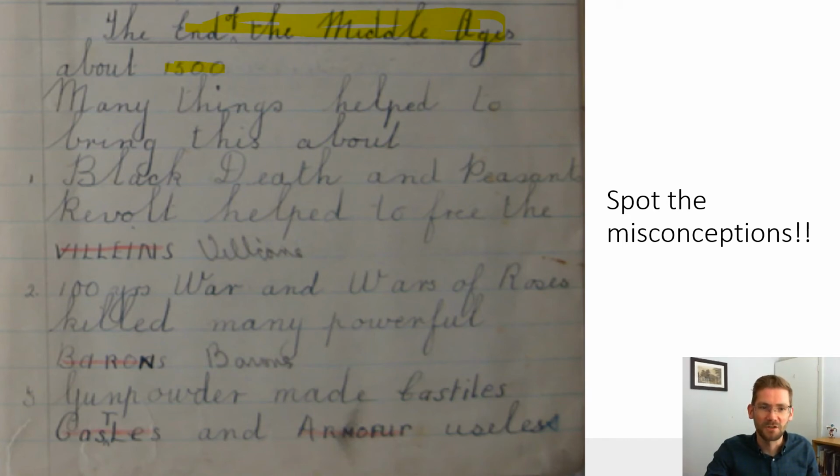Now, this is really interesting. The Black Death and the Peasants' Revolt helped to free the lines. There's a conflation of the Black Death and the Peasants' Revolt here. And that idea that they're seen as a single event, even though they're a generation apart, actually. So there's no sense of how the two built on each other. Only that there's this kind of required knowledge that the Black Death and the Peasants' Revolt ended the feudal system.